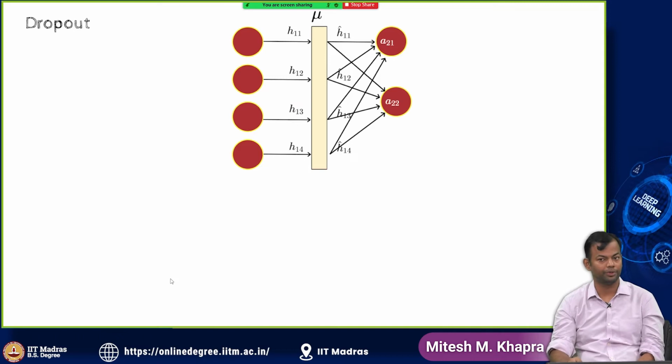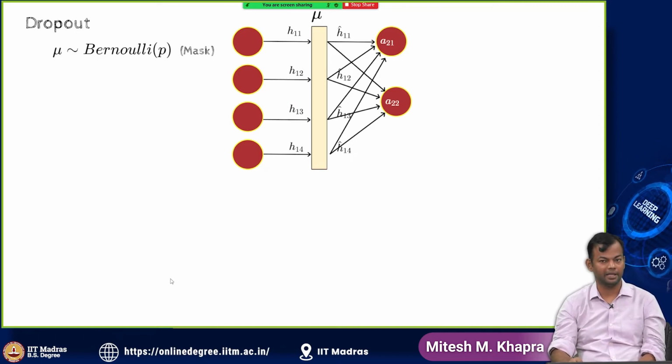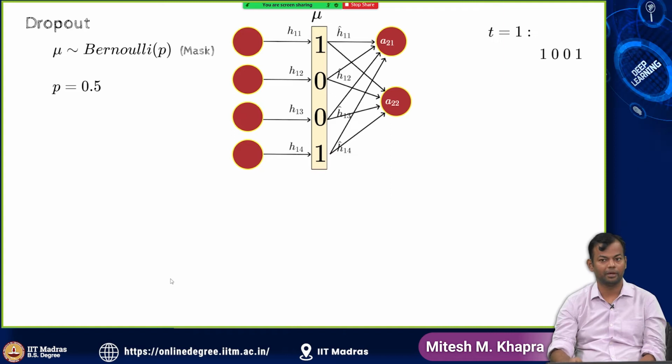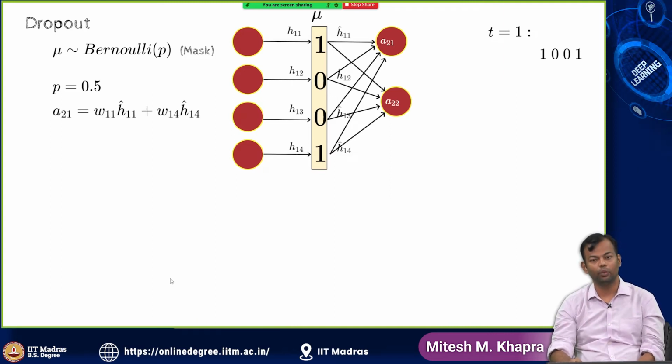So this is what dropout does, right? At every time step, you have 4 neurons in the hidden layer, H11, H12, H13, H14. You apply a mask, right, with probability p. So some of these would be on, some of these would be off. The ones which are off will not participate in the computation. So in particular, if I am computing A21, only H11 and H14 will participate with the corresponding weights W11 and W14. If I am computing A22, then again only H11 and H14 will participate with the corresponding weights W21 and W24, right? And now what would happen?